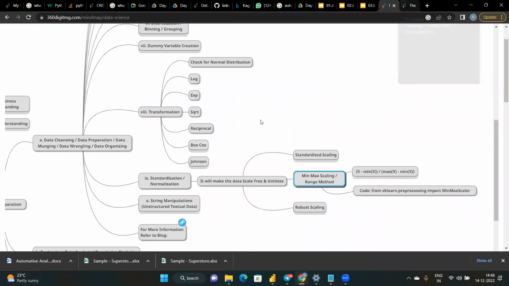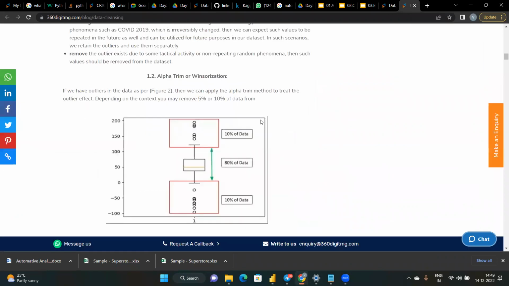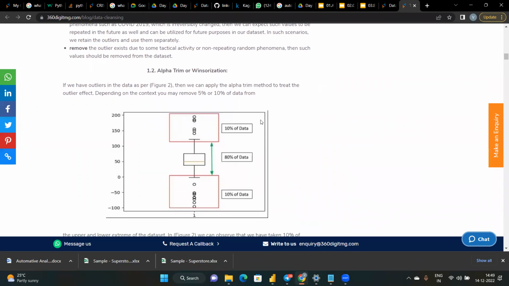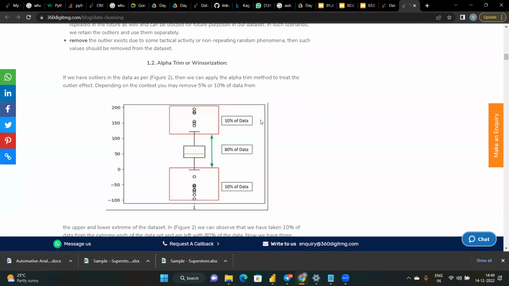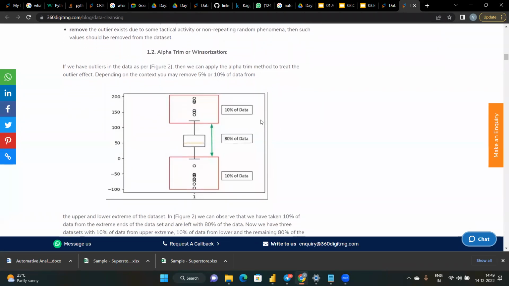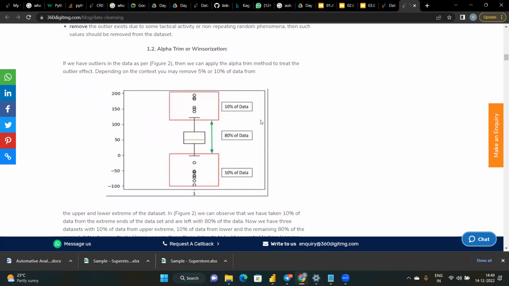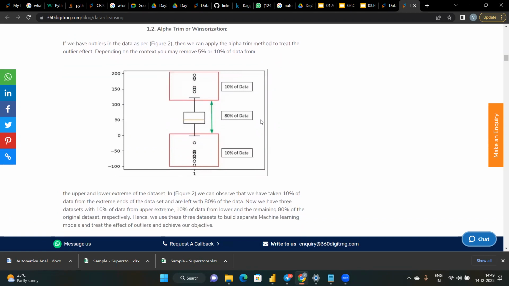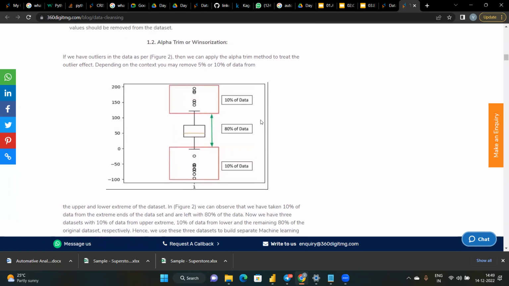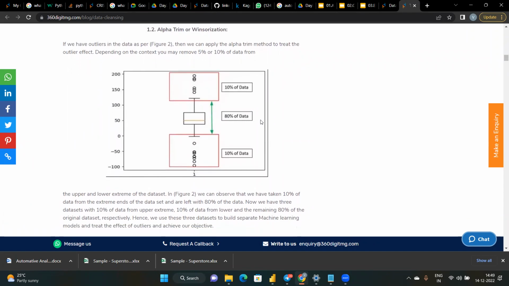So here, this is winsorization, or alpha trim. If we have outliers in the data set, we can apply the alpha trim method to treat the outliers. Depending on the context, you may remove 5% or 10% from the data. So guys, when you have data, you can't remove more than 20%. Here they are saying we have 80% of the data, so I'm going to remove my outliers, 10% or 5%, not more than that. We're not going to exceed more than that.